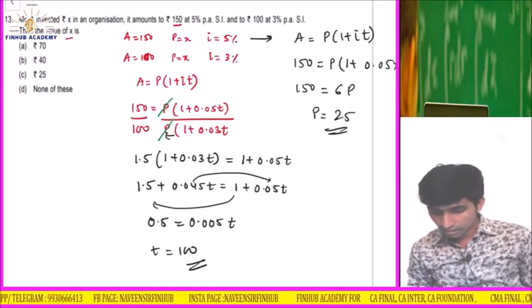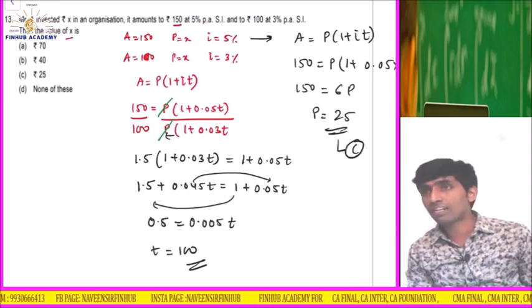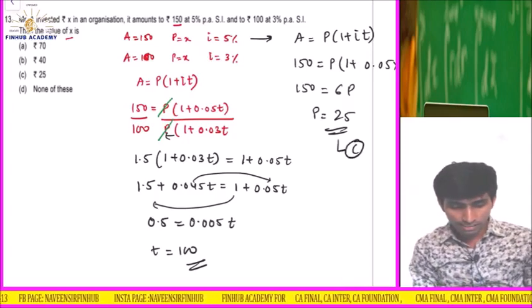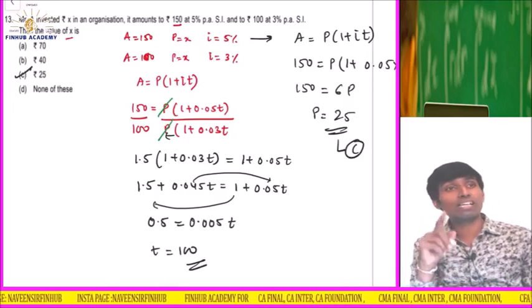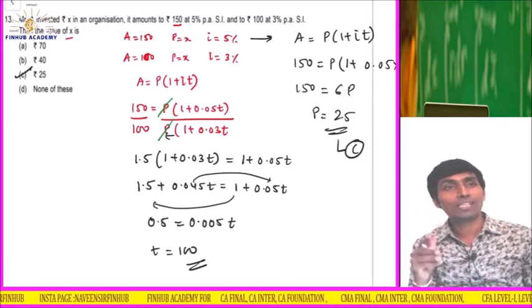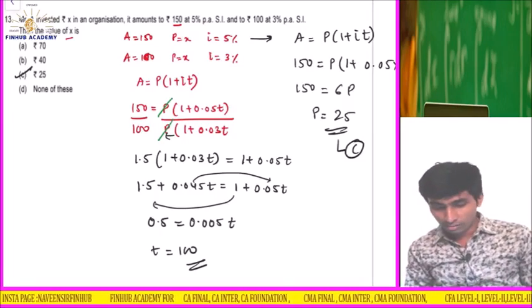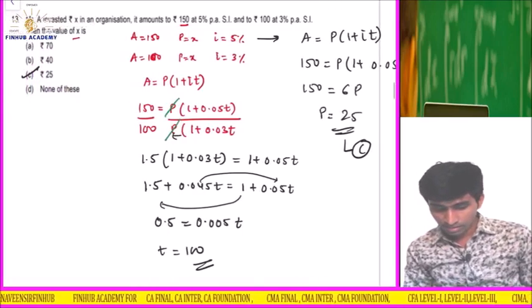So answer is C. That is correct. Okay, I have seen that answer is C. So it is correct. So this is the answer. When I got T, I thought that it will be wrong. Okay, T is 100 means so many years, na? So this is how it will be solved. Okay, let's move to the next question.